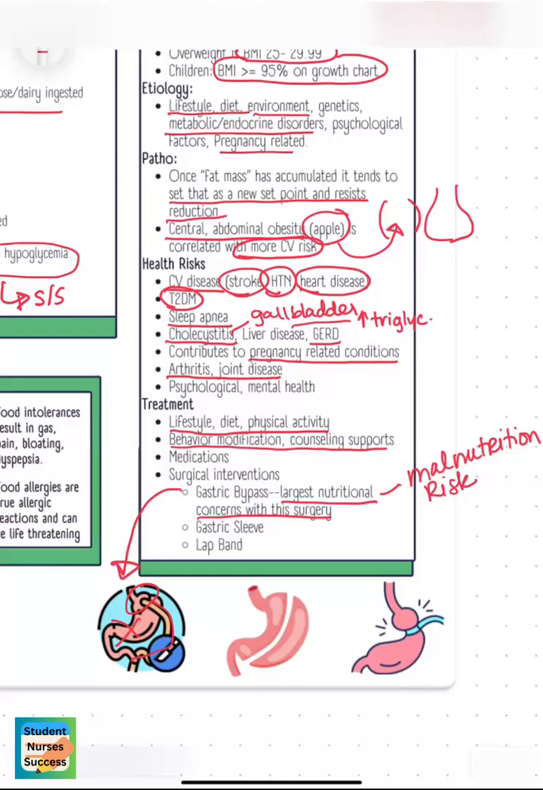Gastric sleeve is right here, where we leave part of the stomach in the body, but we staple it and make the stomach smaller. And that's going to decrease the amount of food that can be eaten and absorbed. And then the lap band procedure, which just makes a smaller stomach so that you get full quicker.